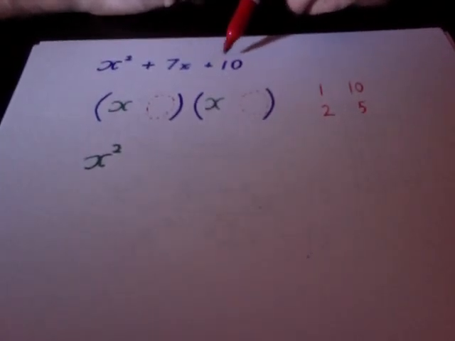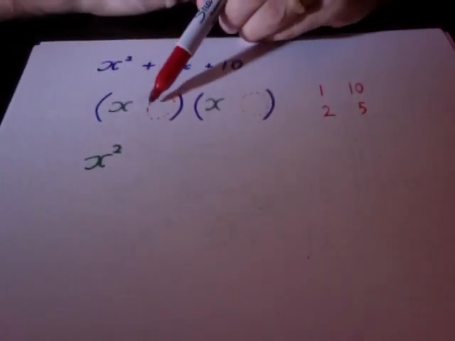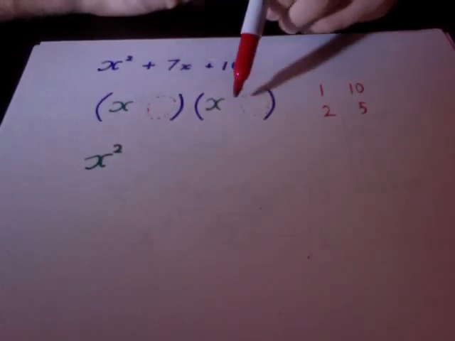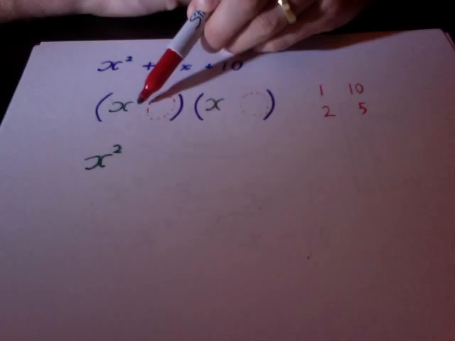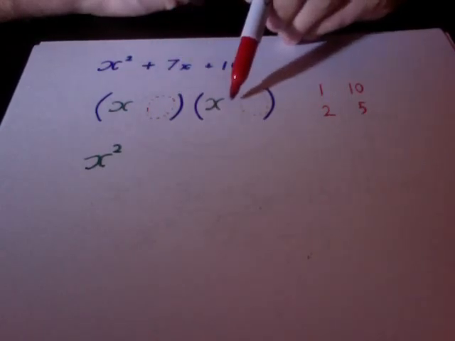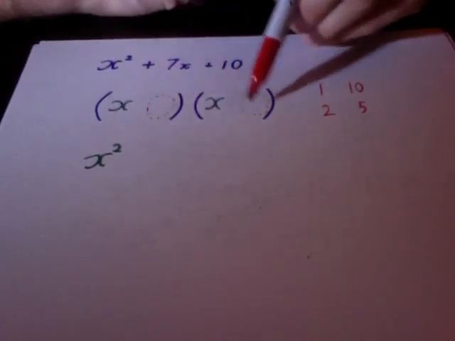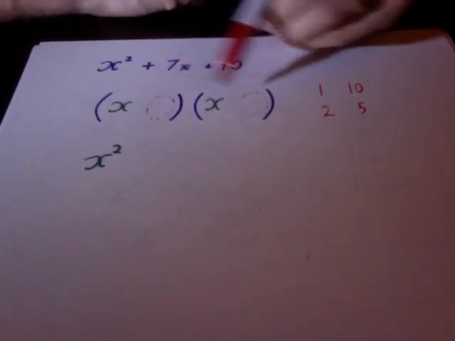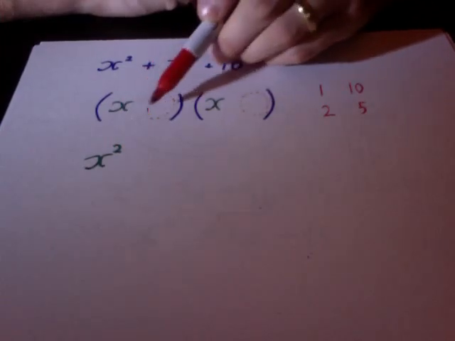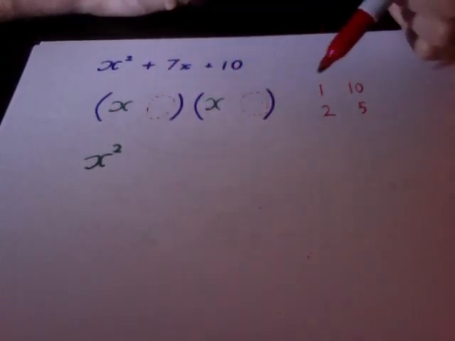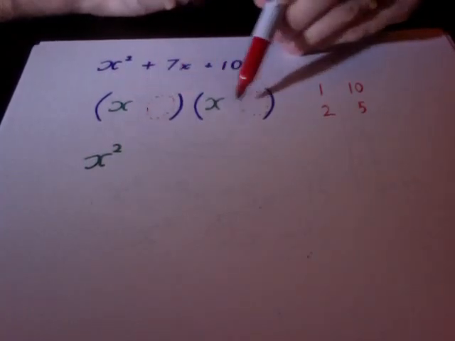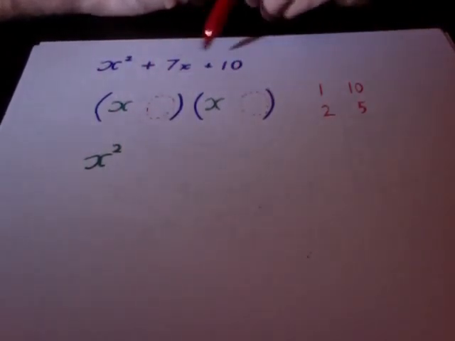It's a positive 10. Because it's a positive 10, this times this has to make positive 10. So that tells us something about the signs that go here and here. If this was a plus sign, this would also have to be a plus sign, because a positive times a positive makes positive. If this was a negative sign, this would have to be a negative sign, because a negative times a negative is a positive. So I'm not sure whether these are both positives or both negatives, but I do know they're the same, and that's what that plus sign there implies.